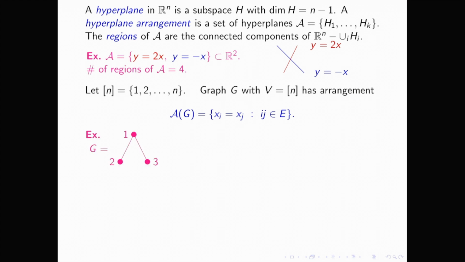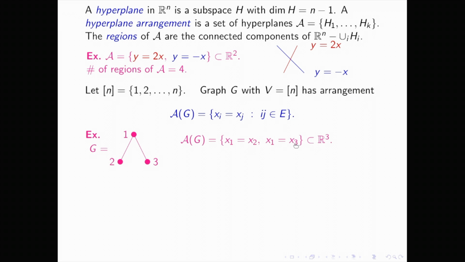In that graph, the hyperplanes here would be in R^3 because there's three vertices. That first edge, 1, 2, would give you the hyperplane x1 equal to x2, right? So the coordinates here are x1, x2, and x3. And this edge would give us the hyperplane x1 equal to x3. Or if you prefer xyz coordinates, this would be x equal to y, and this would be x equal to z.